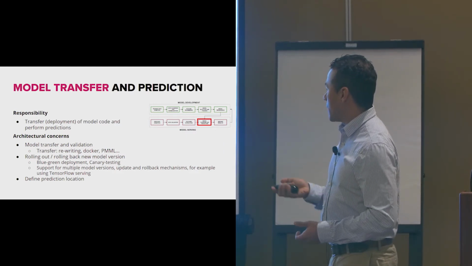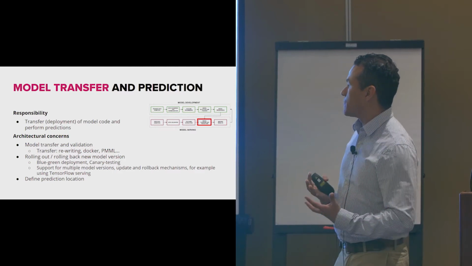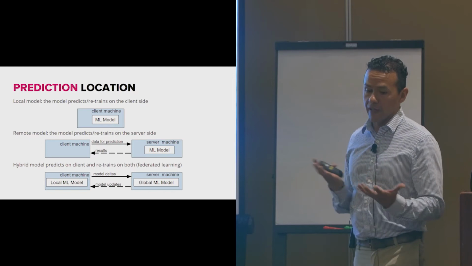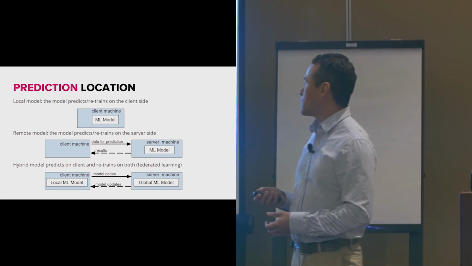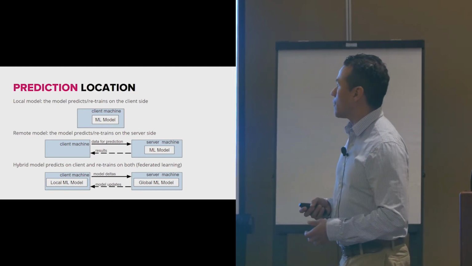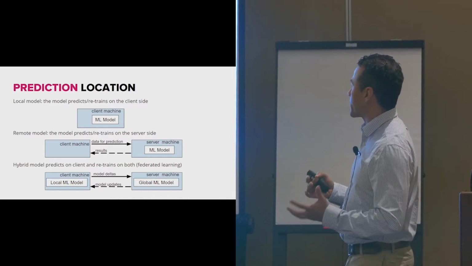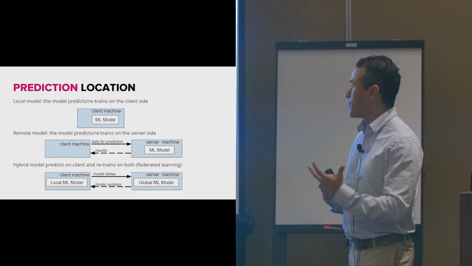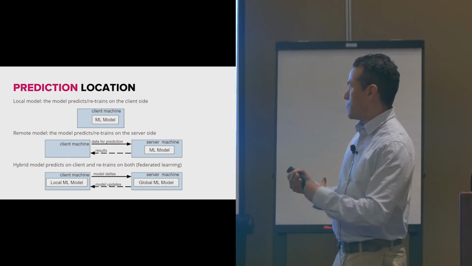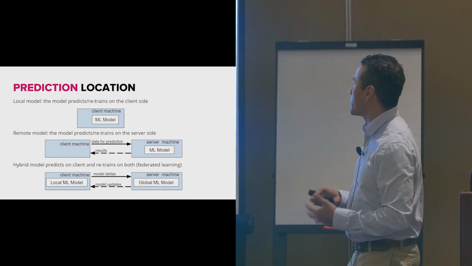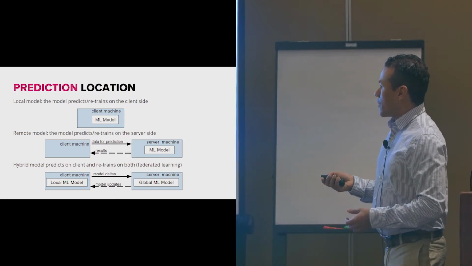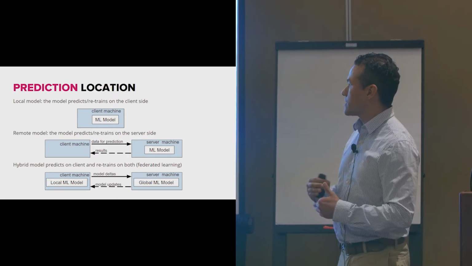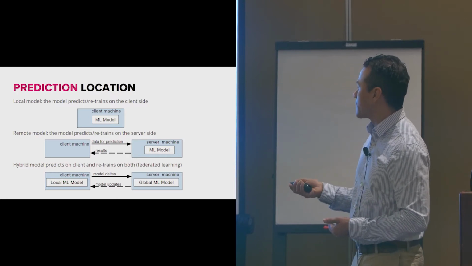And finally, another concern is the definition of where the prediction takes place. So there's at least three main approaches that we can consider. The first is what we call the local model, where the model is predicting and retraining on the client side. For example, if you have on your phone a model that is identifying people in the picture. A remote model is when the model is executing on a server on the back end and the client is sending the data for prediction and retrieving the results.